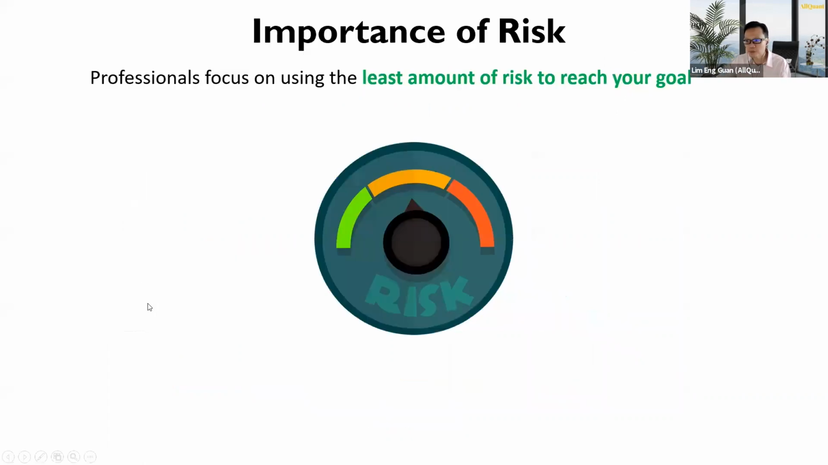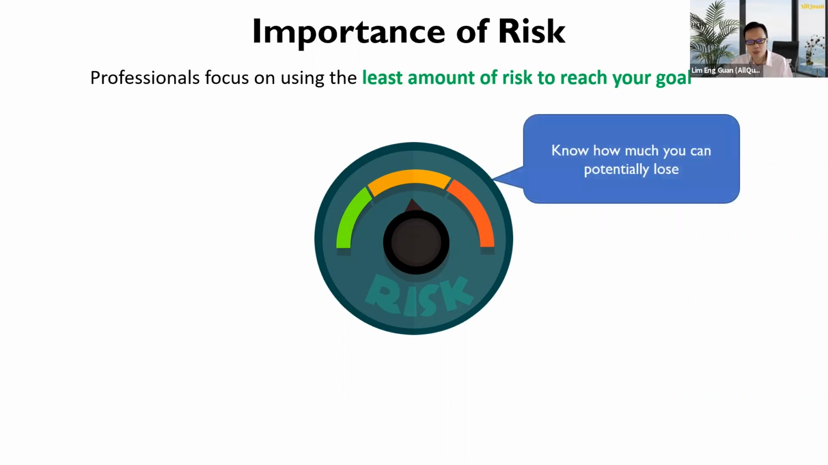At this point, you should now be able to better appreciate why risk is important and how it can be measured. A professional investor focuses a lot of resources on finding ways to use the least amount of risk to get the job done. And if you also understand risk, how to measure it, and how to make use of it, you can also significantly improve your own investment process. Because with information about risk, you know potentially how much you can lose.